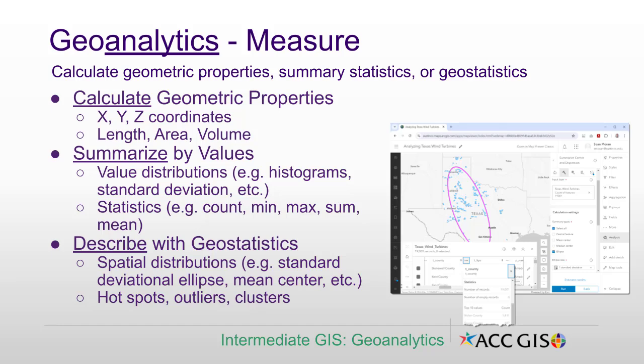Now, the first category of geoanalytics we'll explore are those that measure or calculate the geometric properties, summary statistics, or geostatistics of geographic information, including calculating the geometric properties like the X, Y, and Z coordinates, or maybe length, area, and volume, summarizing the attributes by values so that we can look at value distributions like histograms or standard deviations, or even calculate general statistics like count, min, max, sum, and mean.